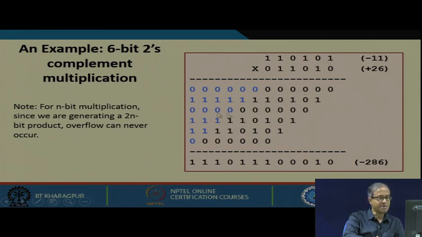So, the simple shift and add we can extend by using the sign extension concept. You will be getting the correct result in terms of the sign of the product. Another thing I mentioned earlier: in case of multiplication, since we are assuming that 2 n bit numbers are being multiplied to generate a 2 n bit product, overflow can never occur here, because the product can be at most 2 n bits long, not more than that.